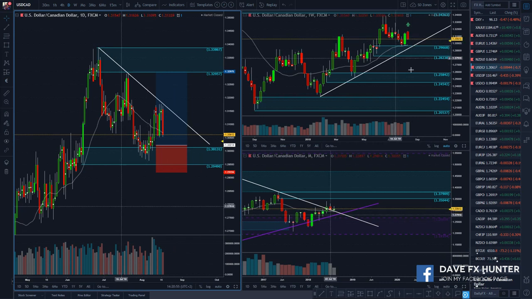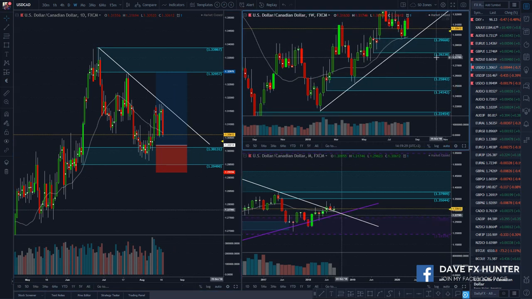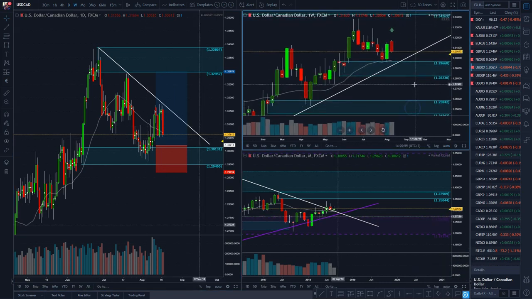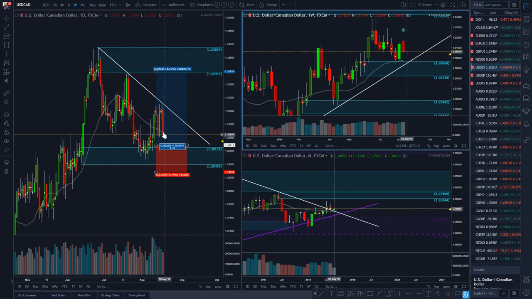However, as I said, we still have this uptrend, and we still have this monthly trend line. So first I want to see definitely at least this daily demand zone be taken out, which will create a new supply zone, and then if the market reverses, then I will be interested in taking the shorts.